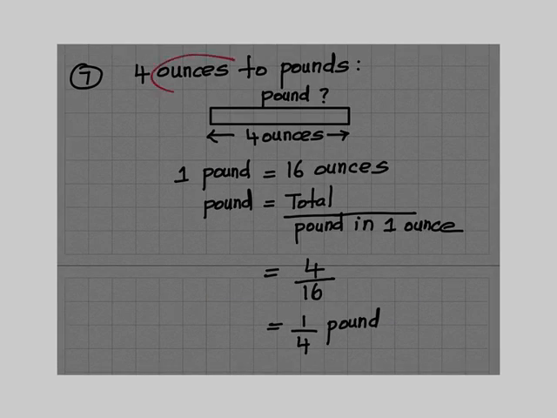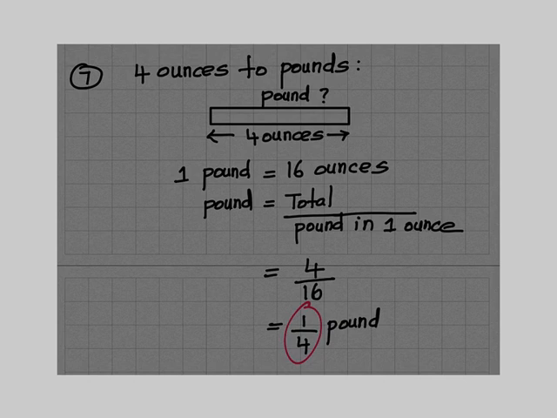So in this problem, we'll see how to convert ounces to pounds. 1 pound has 16 ounces, right? So we have to find pounds. So write the formula: pounds equals total by the value of pound in 1 ounce. So the total here, we know it is 4, and the pound in 1 ounce is 16. So write the 16 below and the total 4 on the top. Let us divide.